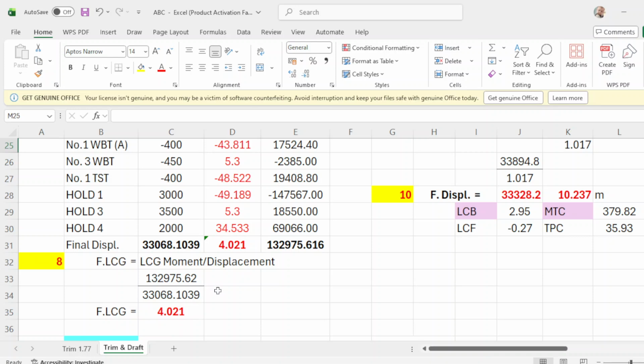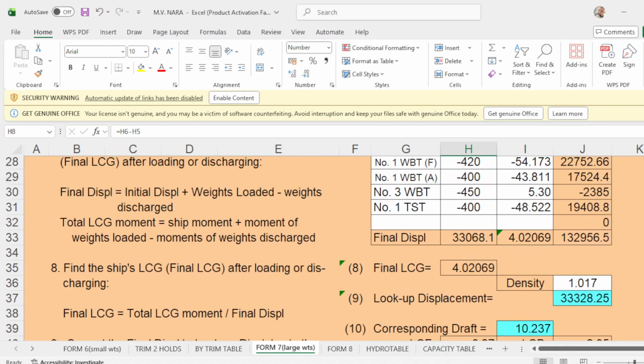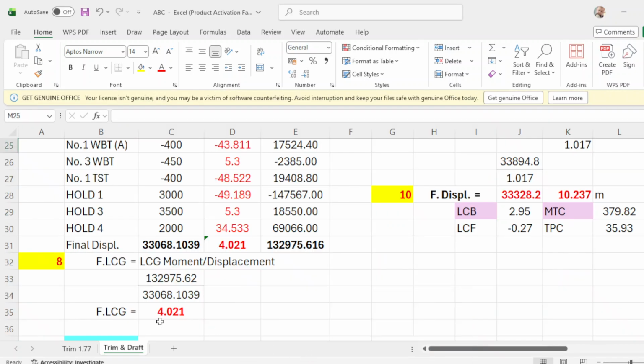Okay, and the program final LCG is 4.02069. I got 4.021. Okay, already rounded off. That is your final LCG.